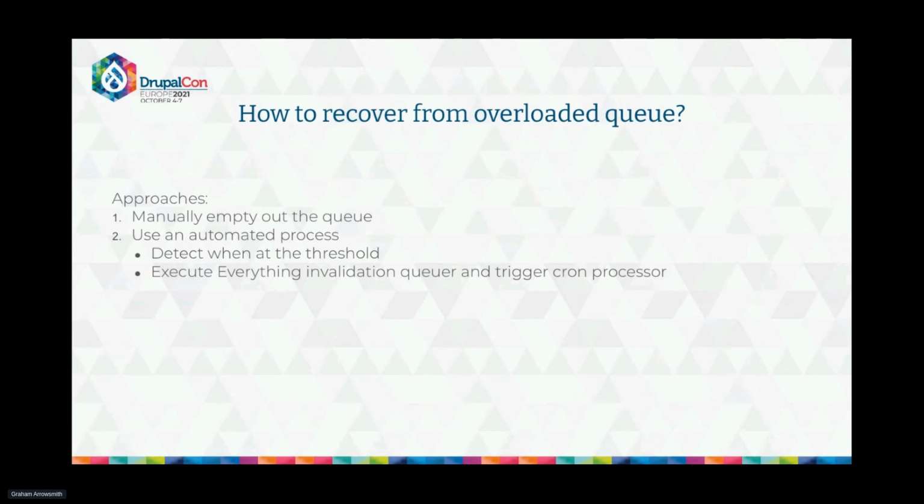Okay, yes. So how are we going to recover from an overloaded queue? First approach, manually empty it out. It's not very practical. It's time consuming, and it doesn't scale when you've got a lot of websites. So we need to come up with an automated process, detect when we're at the threshold and do something about it, which could involve executing the everything validation. Let's purge everything, let's clear the queue and process it.